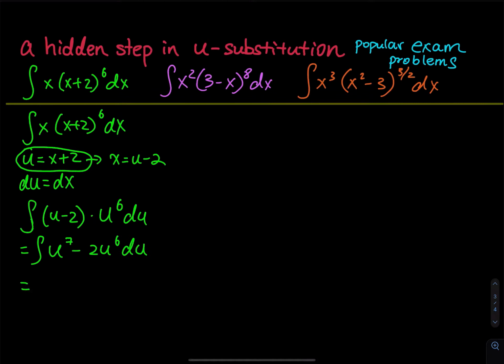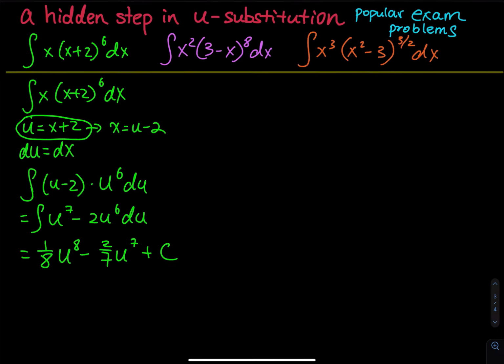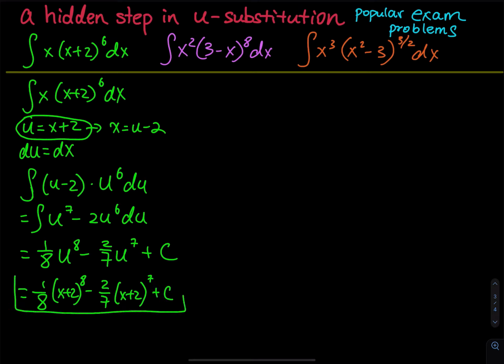So this becomes a simple power rule. Add 1 to the 7, so that's an 8, right? And then 1 divided by 8. Add 1 to the 6, that is a 7, 2 over 7. And then plus c, you are partially done. And then the very last step is, so that is 1 over 8 (x plus 2) to the 8 minus 2 over 7 (x plus 2) to the 7 plus c, and then this is your final answer.